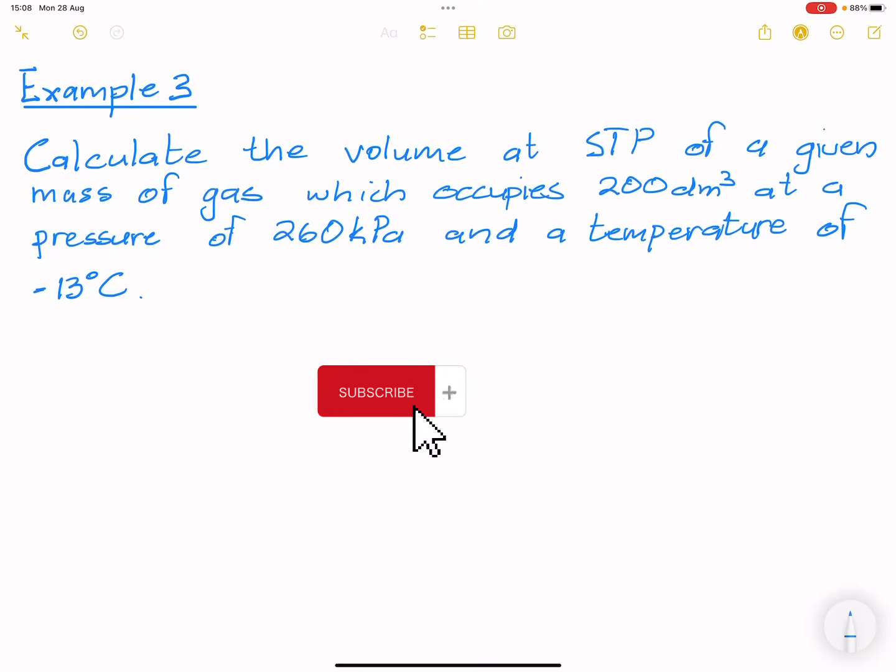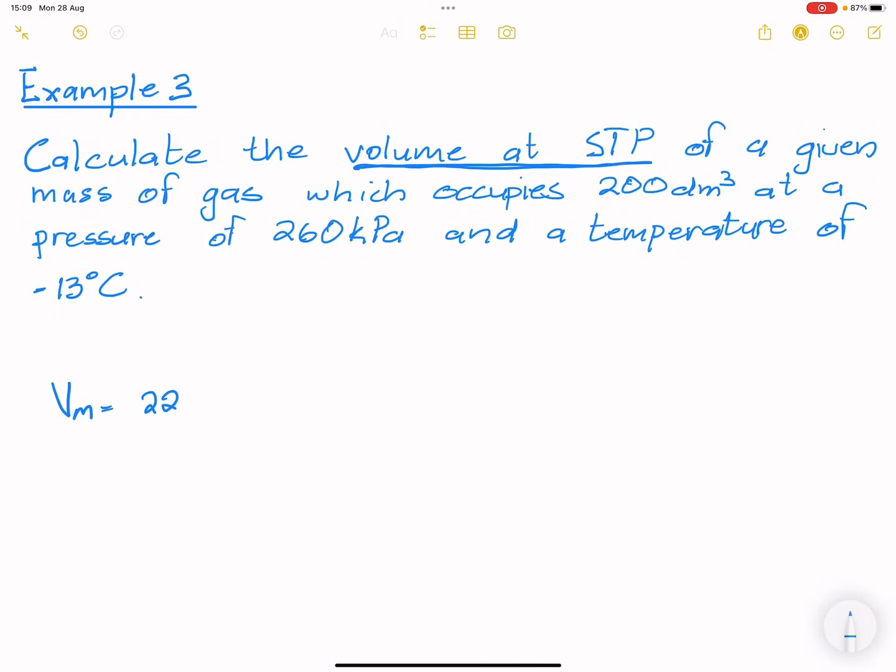Right, so let's look at the third example. They say to us: calculate the volume at STP of a given mass of gas which occupies 200 cubic decimeters at a pressure of 260 kilopascals and a temperature of negative 13 degrees Celsius. Now we're looking for the volume at STP. Remember, we said the molar volume at STP is simply going to be 22.4 cubic decimeters.